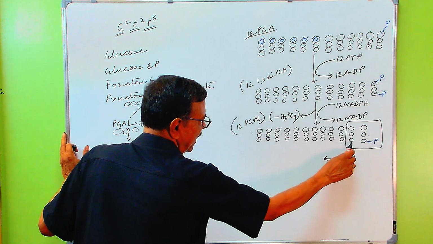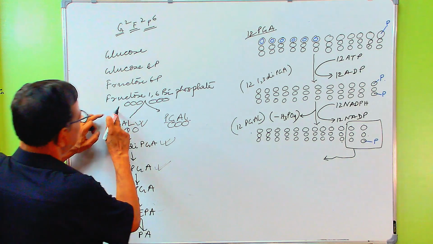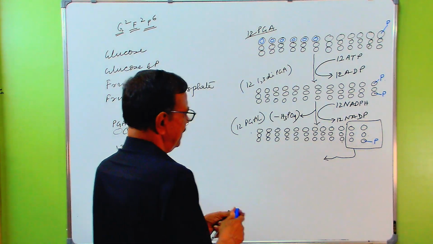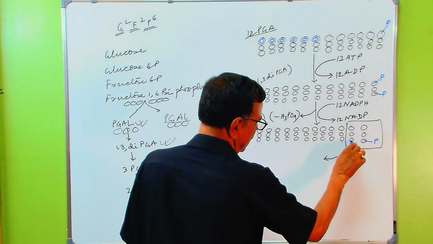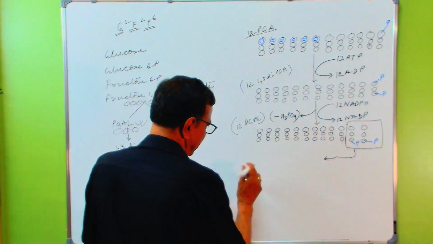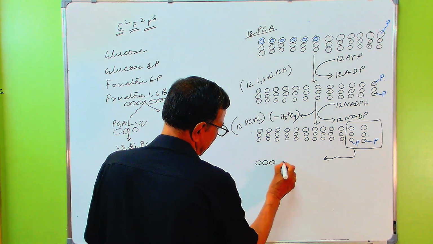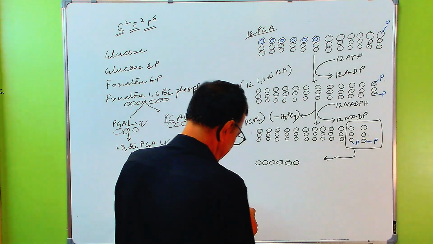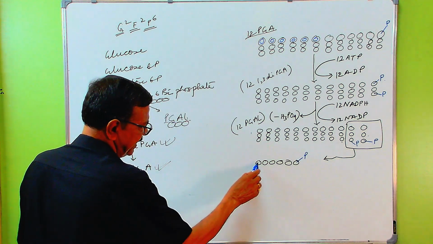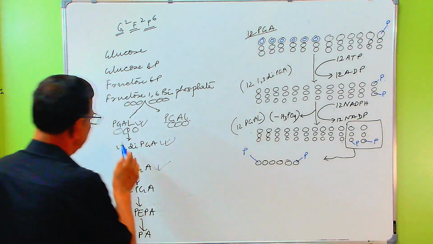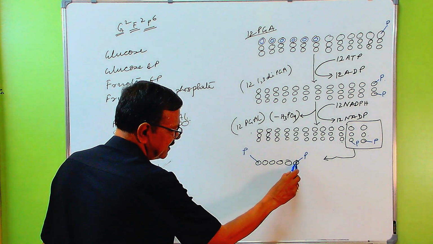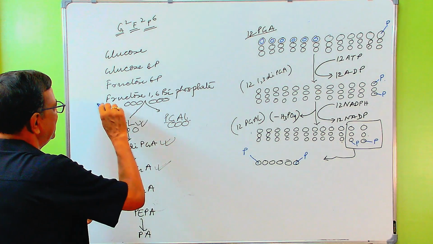This produces a 6-carbon compound, 1, 2, 3, 4, 5, 6, the 1,6 bisphosphate. Because here was 1 phosphate, and here in the 3 position also, another phosphate was there. So these 2 P-gal join head to head, producing 1, 2, 3, 4, 5, 6. This P, let it be here, and another P, let it be here. So this is fructose 1,6 bisphosphate. We have completed this one.